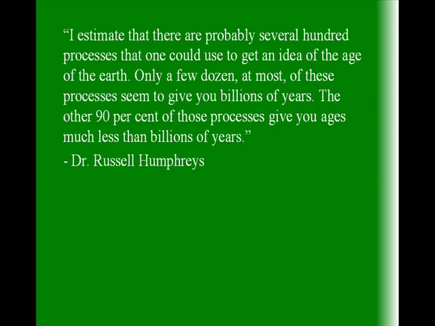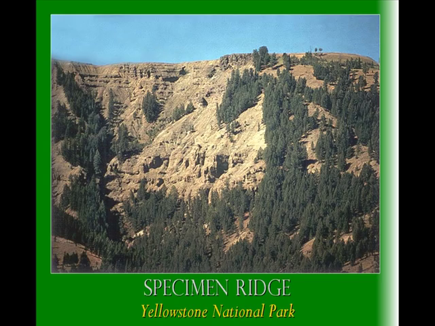Here's an interesting quote by Humphreys. "I estimate that there are probably several hundred processes that one could use to get an idea of the age of the Earth. Only a few dozen, at most, of these processes seem to give you billions of years. The other 90% of those processes give you ages much less than billions of years." And so he says if we use uniformitarian assumptions, there are many possible ways of dating that give ages much less than this. And so one should not necessarily assume that just because some dating ages give billions of years that those are necessarily correct.